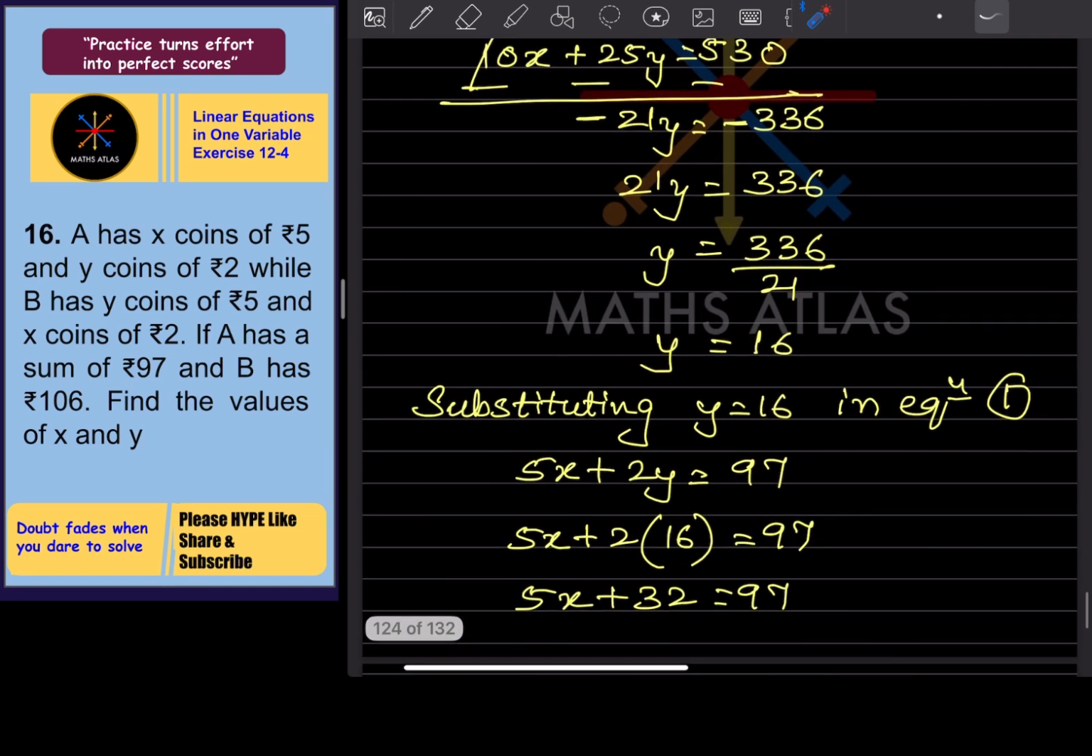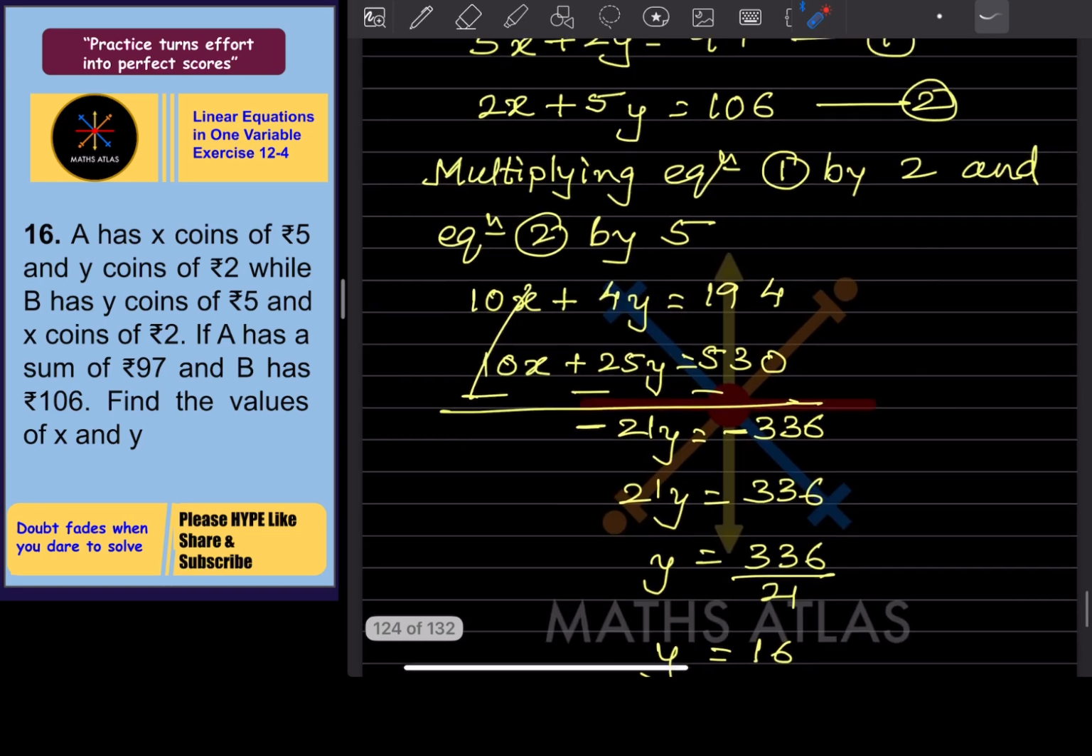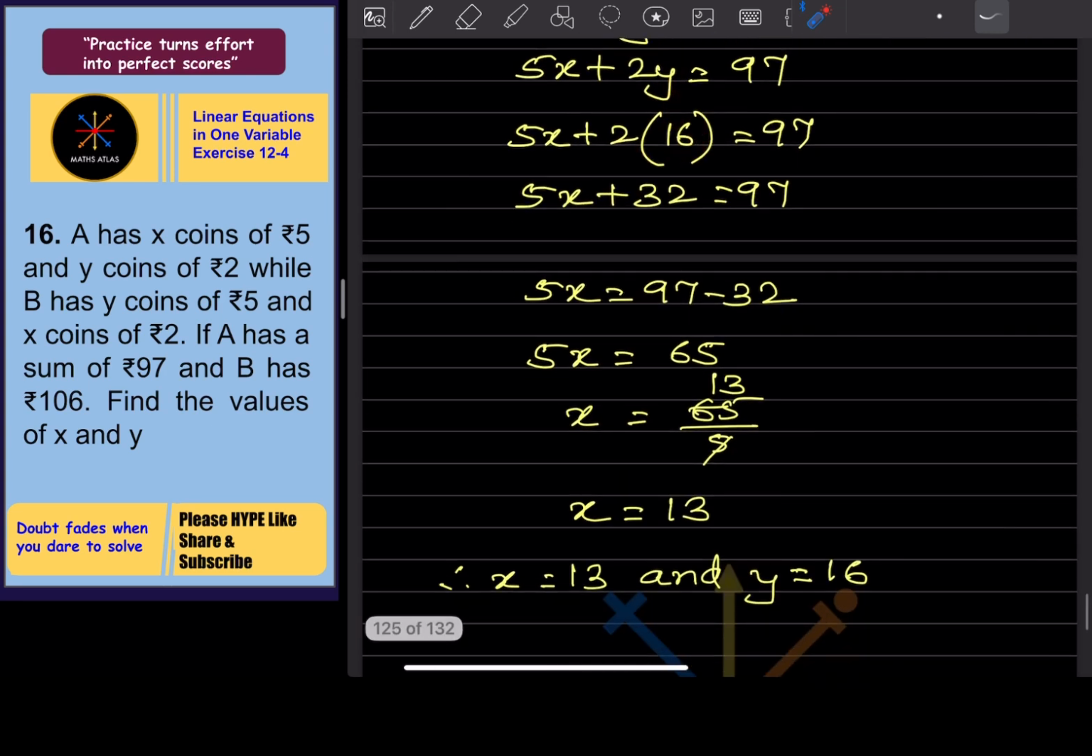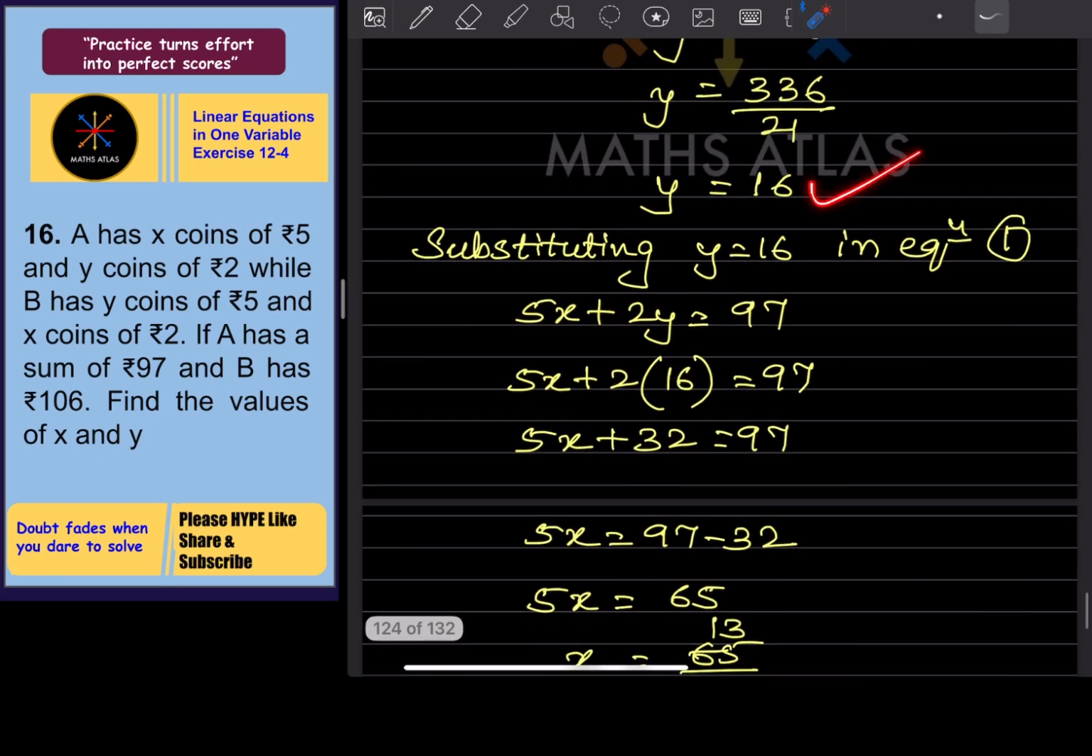So substituting y is equal to 16 in the equation 1. So this is the equation 1. So this same equation is written here. In place of this y, we are going to put 16. So this is going to be 32. So after solving this one, we get the value of x as 13. So we have to find the values of x and y. So x is 13 and y is 16.